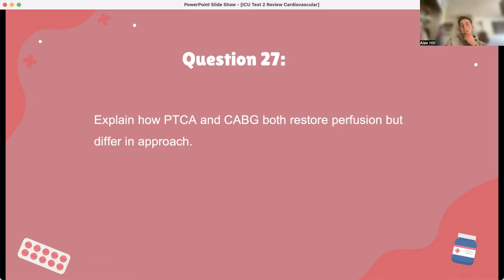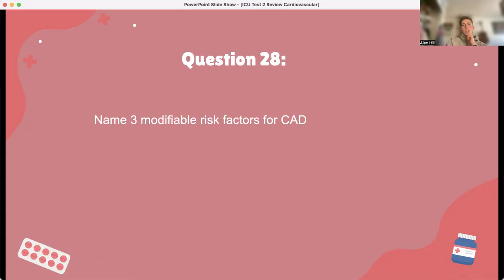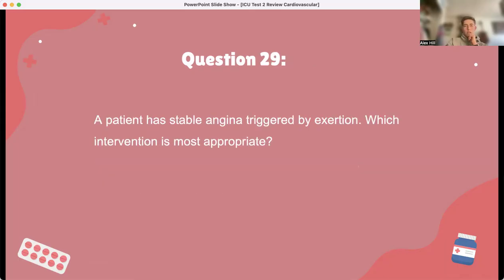So explain how PTCA and CABG both restore perfusion but differ in approach. So the PTCA goes in, opens up the vessel specifically, and then the CABG bypasses the vessel. Name 3 modifiable risk factors for CAD. These are all the basic ones we talk about a lot.